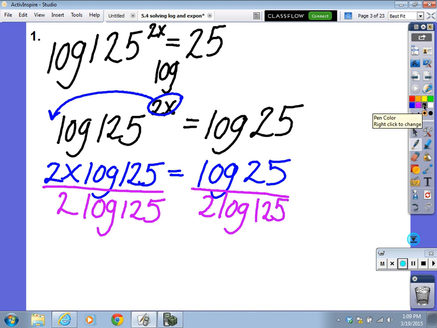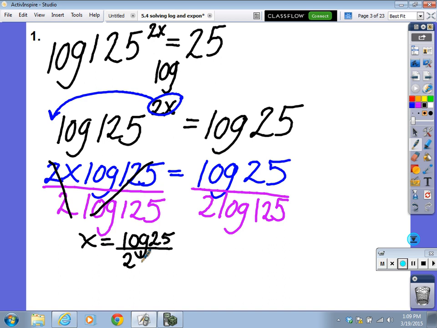So over on the left at this point, my 2's divide out, my log of 125 and log of 125 divide out. So x is by itself, right? We just solved for x. Now we'll just type it into our calculator. So we have x is equal to, I'm just going to write it, log of 25 divided by 2 log of 125. But here's the important thing.